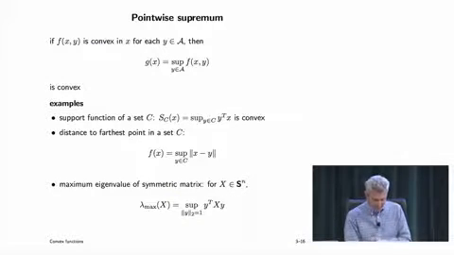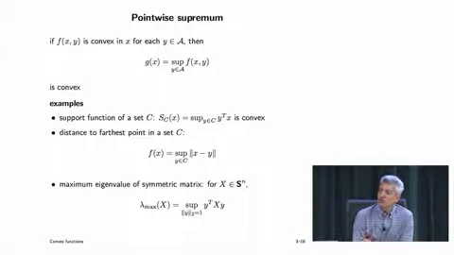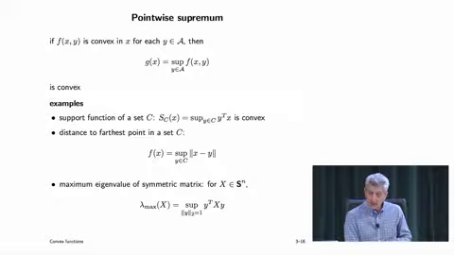Okay. Well, this idea extends actually to infinite sums. If you go back to the epigraphs, it's the same way it says that the intersection of an arbitrary number of convex sets is convex. So here, the pointwise supremum can be over an arbitrary set of convex functions. So the idea is this.